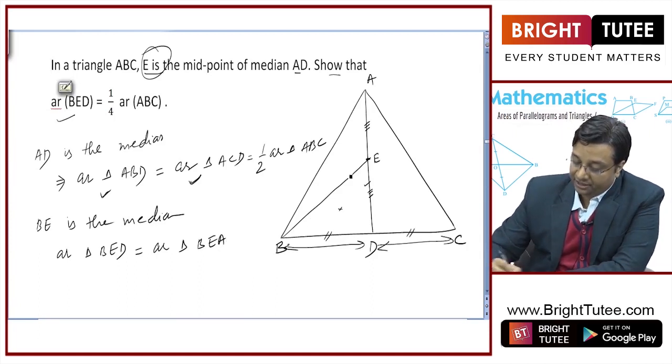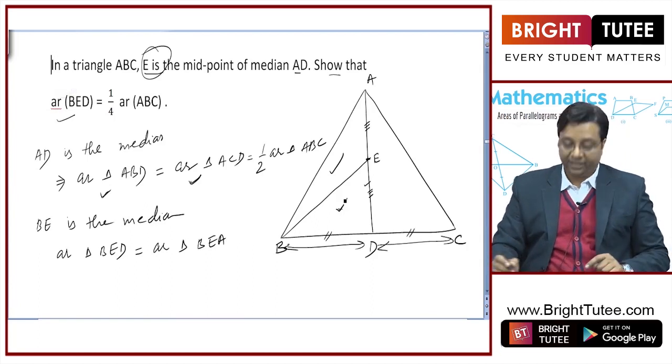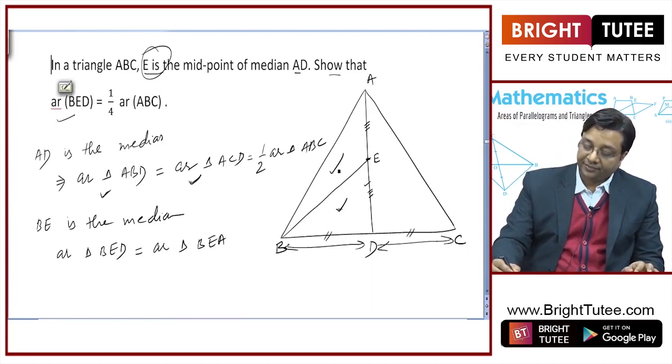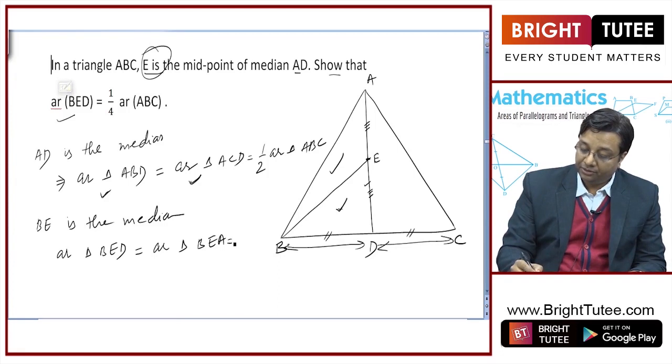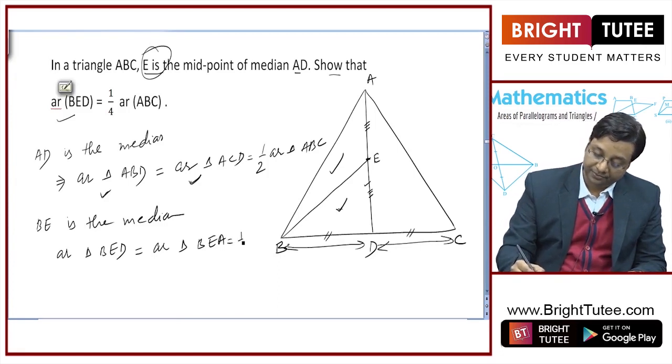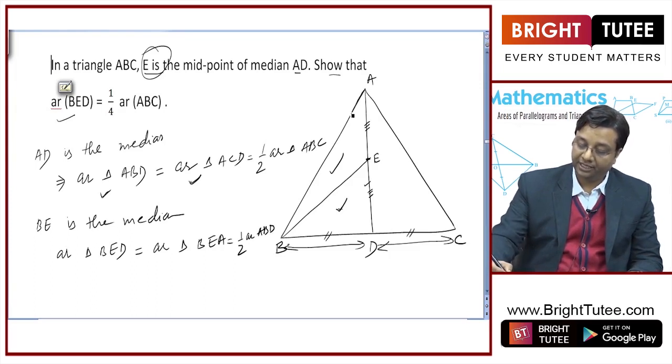Yes, because BE is median, so area of this triangle and this triangle will be equal. Okay, and if these are equal, these will also be equal to half of area of triangle ABD, this one, this bigger one, ABD.